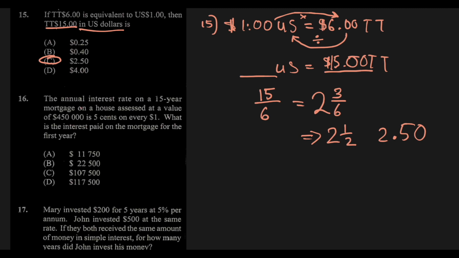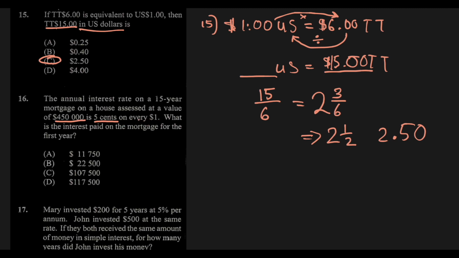Alright, the next question says the annual interest rate on a 15-year mortgage on a house assessed at a value of $450,000 is 5 cents on every dollar. What is the interest paid on the mortgage for the first year? So we know that we have to pay 5 cents for every single dollar.